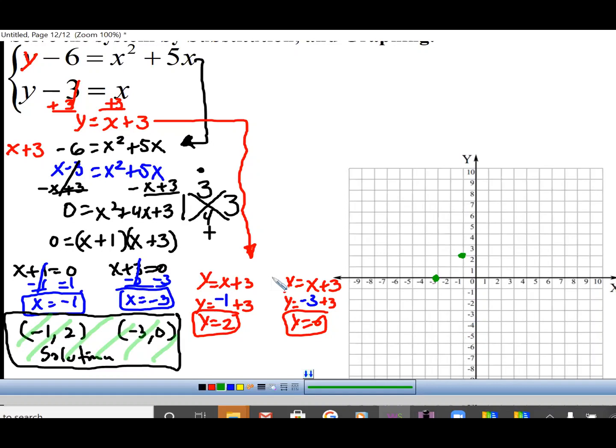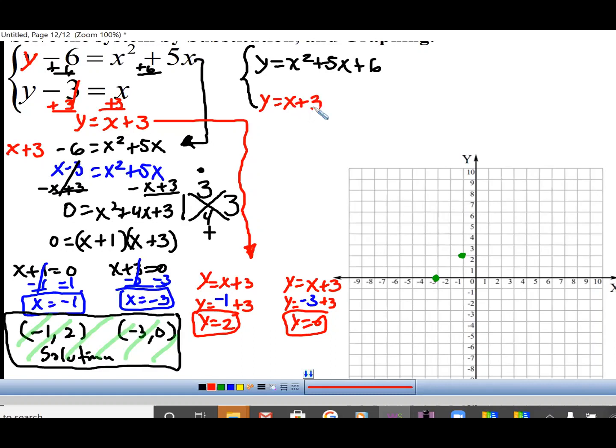Next, that was substitution method. Let's do graphing method. What is graphing method? So we need to set it equal to y. So this one we add 6 to each side. So that gives us y equals x squared plus 5x plus 6. And the other one's already in y form. So I write it as y equals x plus 3.